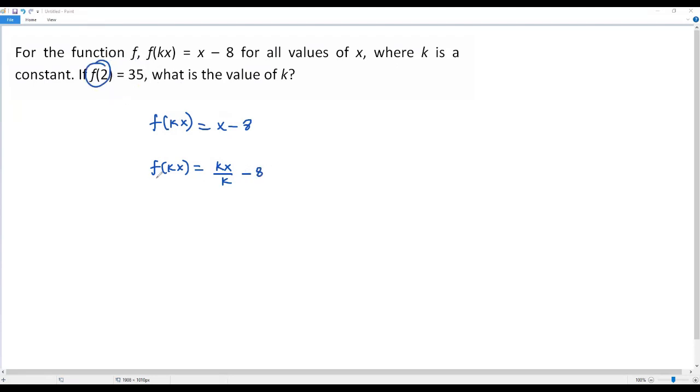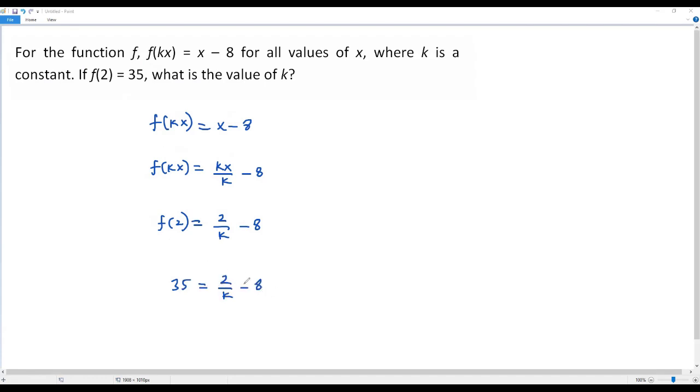When I compare this f of 2 and this f of kx, at the place of kx we have 2. So let's plug in this 2 for kx over here and here. Then we get f of 2 equals 2 over k minus 8. We have a value for this f of 2, that is 35. We can plug in this 35 for f of 2 over here. Then we get 35 equals 2 over k minus 8.